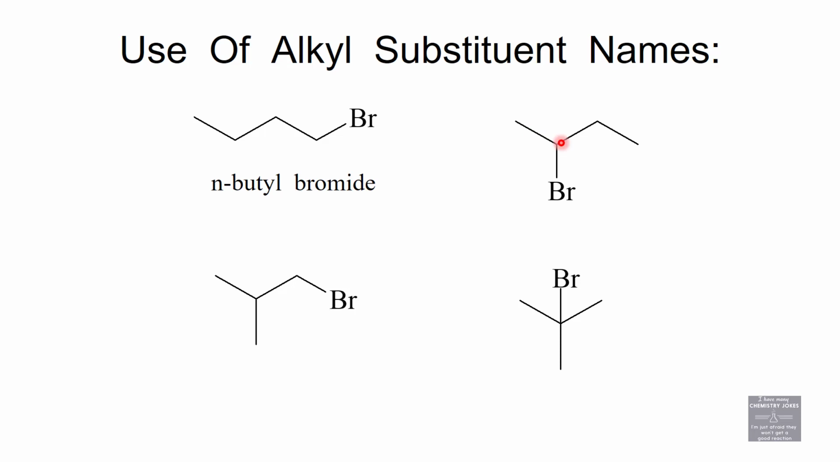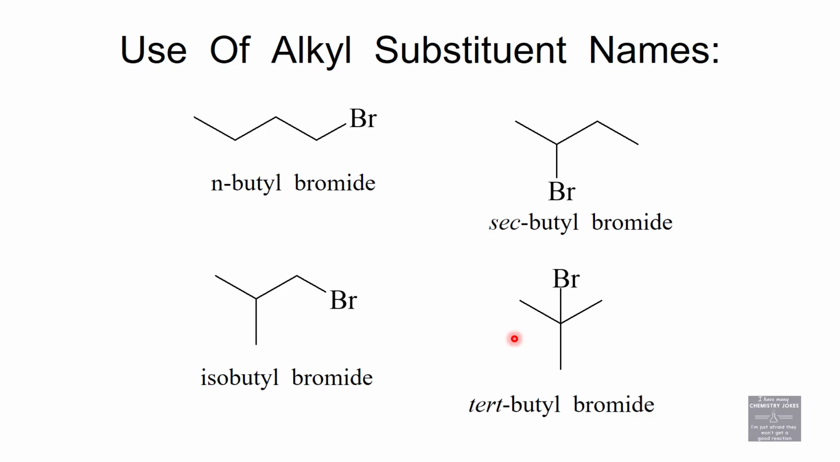If we go to the next one, we've still got 4 carbons, but the bromine is connected to the second carbon in the line, also known as a secondary carbon. So this becomes sec-butyl bromide. Hopefully you're catching a little bit of a pattern. We've got 4 carbons, so it's a butyl, but there's a little fork on this end over here, so it's an isobutyl bromide. And 4 carbons, but with a little chicken foot, this is tert-butyl bromide. That's common naming of alkyl halides.